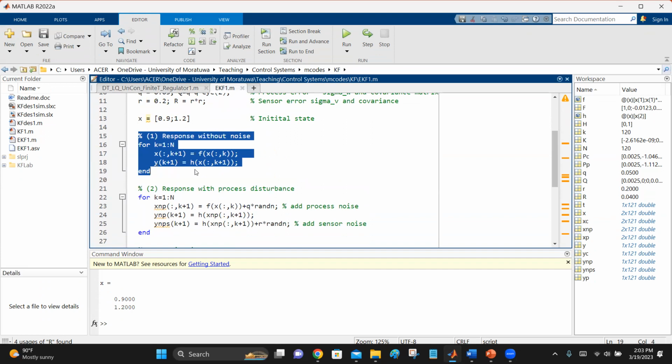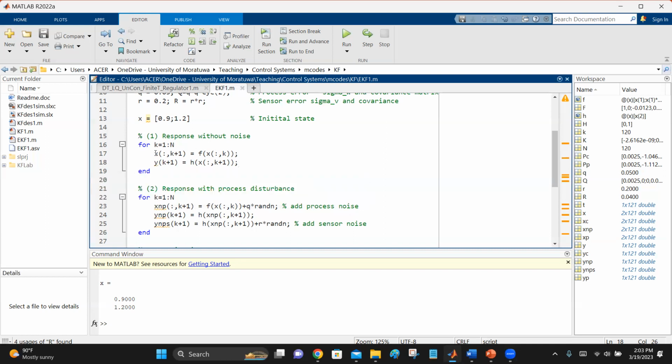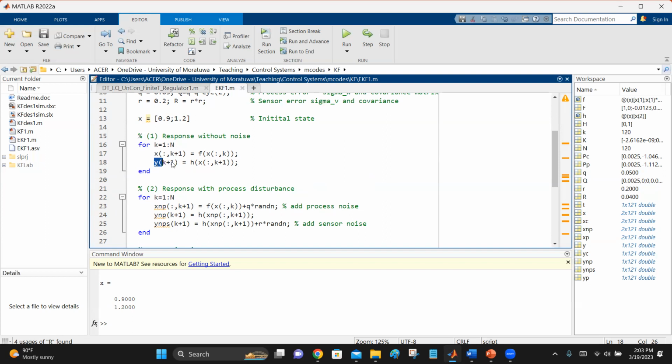And over here, what you have is you run the system without noise from k equals 1 to capital N, the entire sequence, using the two functions given, f and h. F is the process, h is the measurement. So your measurement, you put it into y, and your state, you put it into x. So you have a graph from here. You can plot a graph of y versus time, because you generate y over here. Y is actually, as you know, x2 coming from here, the second state variable.